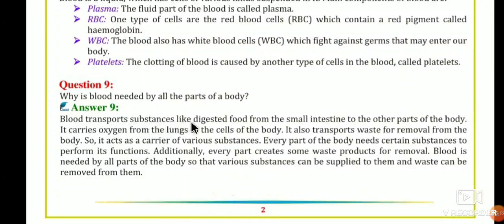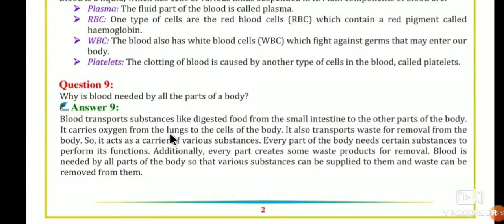Blood transports substances like digested food from the small intestine to the other parts of the body. So blood carries the substances which are digested in the small intestine to the different parts of the body through villi. Villi are finger-like structures.